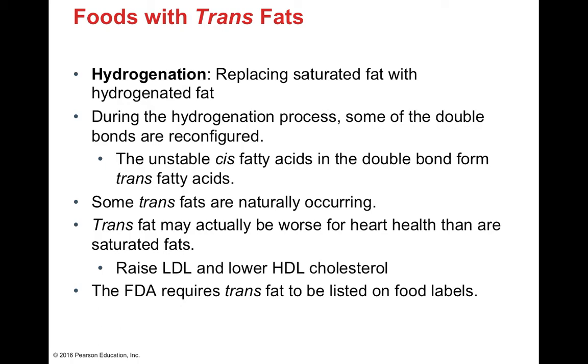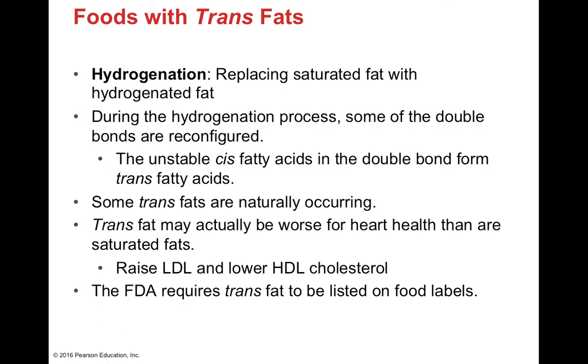What does that mean? Basically, what happens when you hydrogenate a fat is you're going to be replacing saturated fat with hydrogenated fat. And what is hydrogenation? Basically, you're taking your double bonds and you're reconfiguring them. So you're going to take that cis fatty acid, which, as I mentioned, has one hydrogen hanging left and one hanging right on the opposite sides of that double bond. And in a trans fatty acid, we're going to have a more stable form where the hydrogens are going to be on the same side.